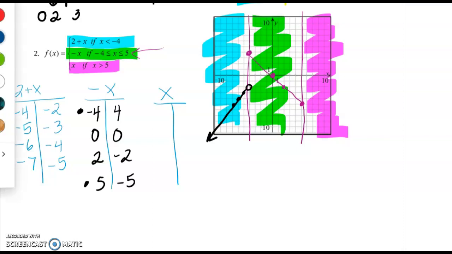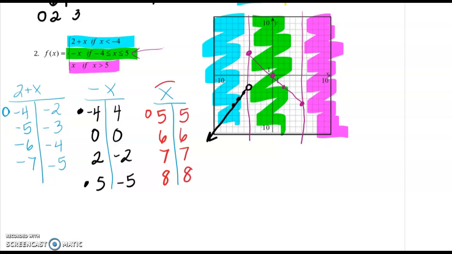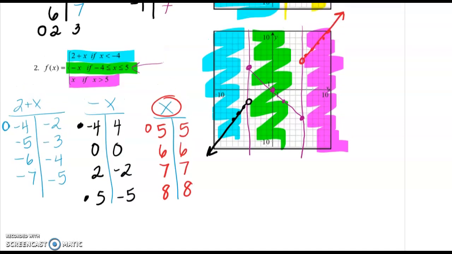And then our last example is going to be x for x is greater than 5. So I'm going to start at 5. But again, this is going to be an open circle because it's greater than 5. And the function says just use x. So 5, 5, 1, 2, 3, 4, 5. I'm going to have an open circle there. And then 6, 6, 7, 7, 8, 8, 9, 9, 10, 10. This is going to go up in that way forever.